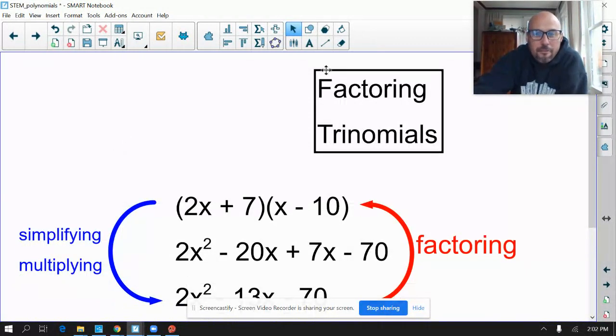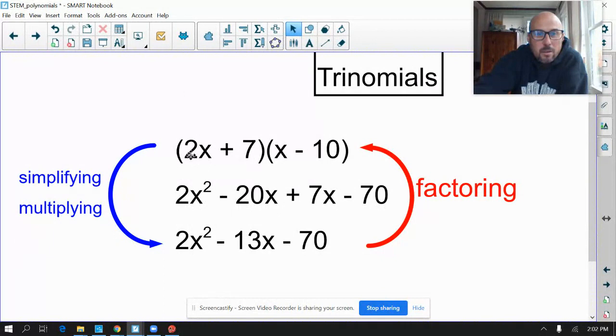But factoring is the act of separating something into factors. So separating something into one thing times another thing. Sometimes you've got many factors. A lot of the times you just have two or three.